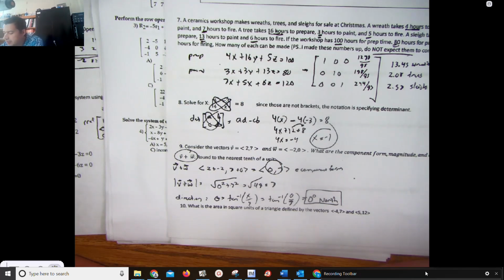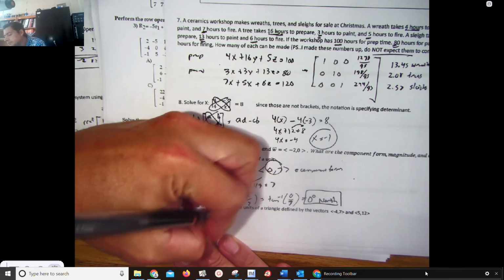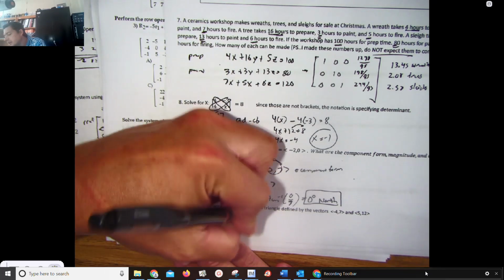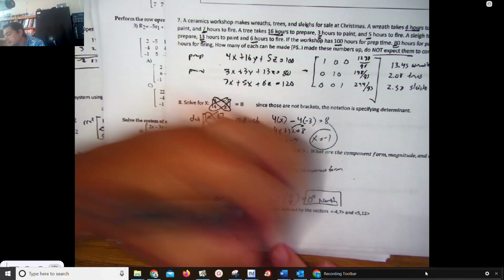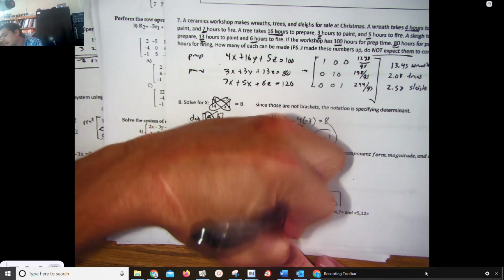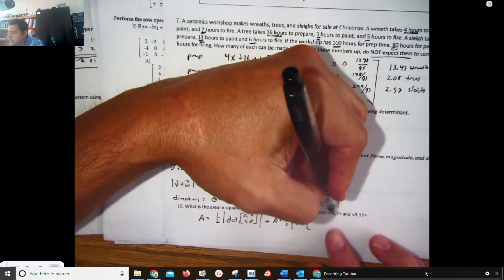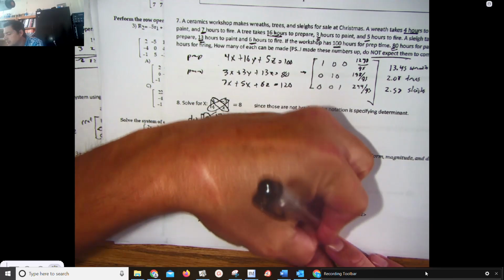What is the area in square units of a triangle defined by the vectors negative 4, 7, and 5, 12? So your formula for area is 1/2 the absolute value of the determinant of a matrix ABCD. There's your formula. So plug in some stuff, I'd have 1/2 the absolute value of the determinant of a matrix that contains negative 4, 5 in row 1, 7, 12 in row 2.